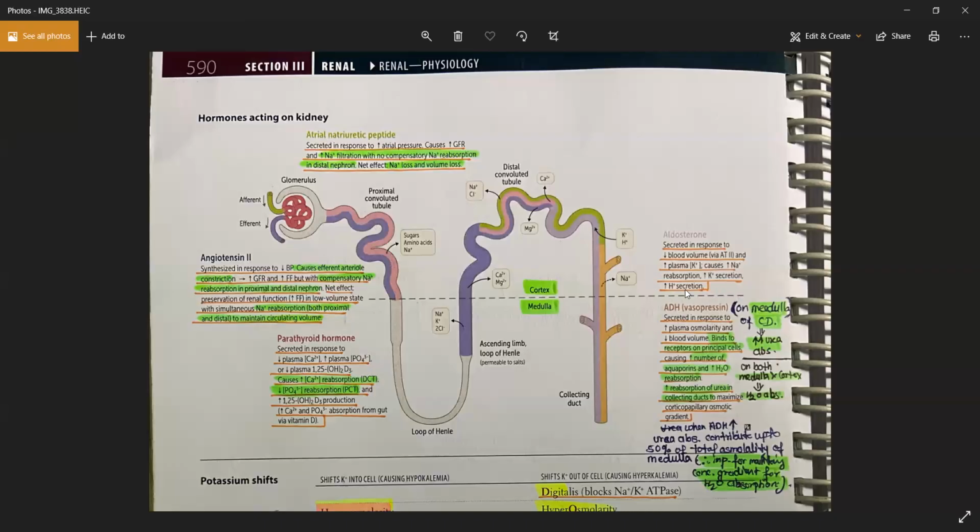ADH, vasopressin, acts in two parts: the cortex portion of the collecting duct and the medullary portion of the collecting duct. In the cortex portion, just water reabsorption. In the medulla portion, both water as well as urea absorption.